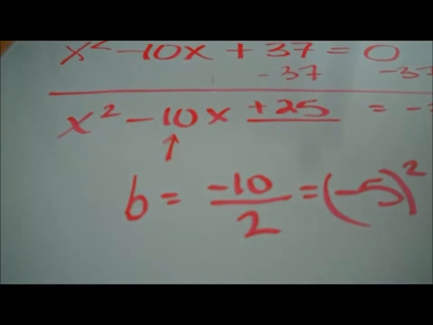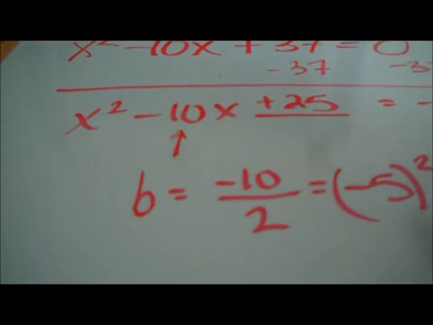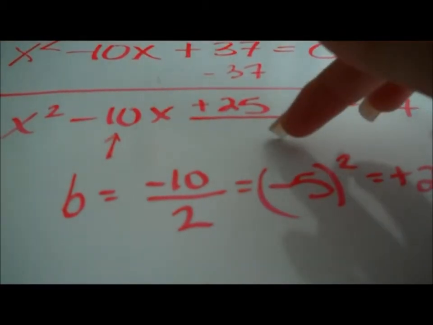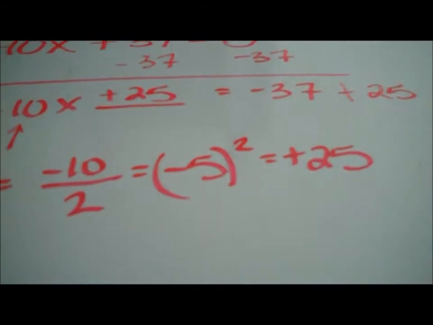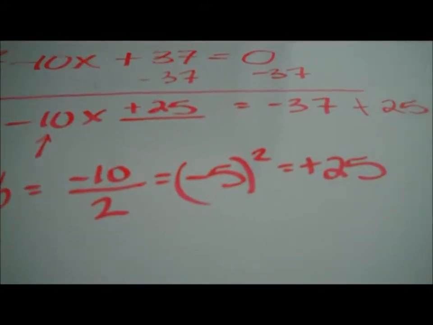But we have to consider, okay, I just added a 25 to the left-hand side. So we have to keep the balance of this equation balanced here. If I add 25 to the left-hand side, I have to add 25 to the right-hand side. So again, keeping that balance, we're all about balancing equations in algebra.